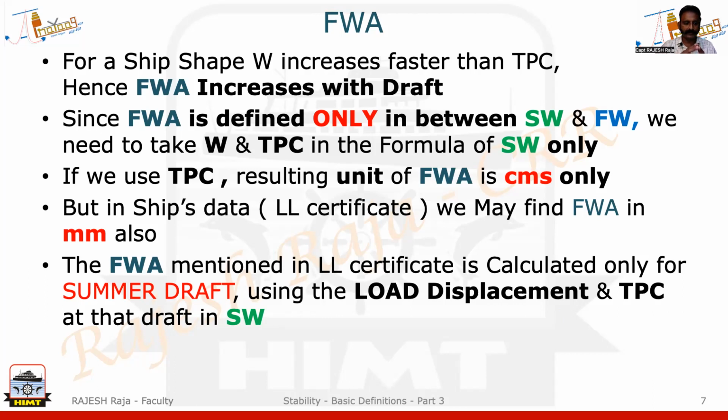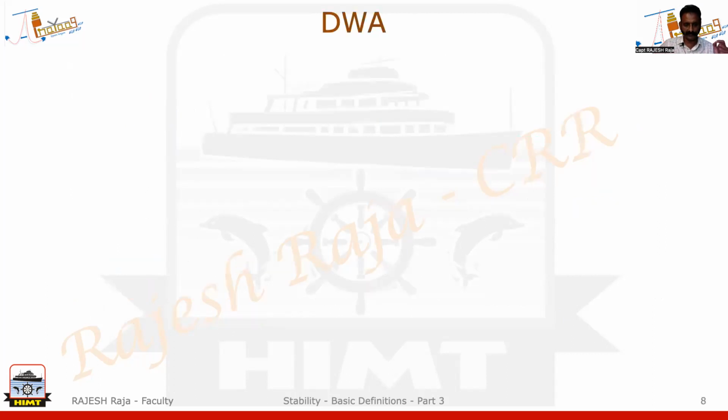So when he is mentioning freshwater allowance in your load line certificate, he knows what the load displacement is and he knows what the TPC in salt water is at that displacement. So he calculates and gives it to you. That is the reason behind giving you only one value.